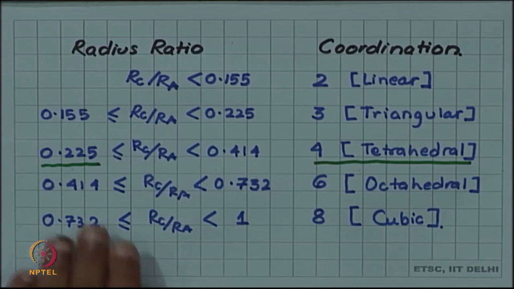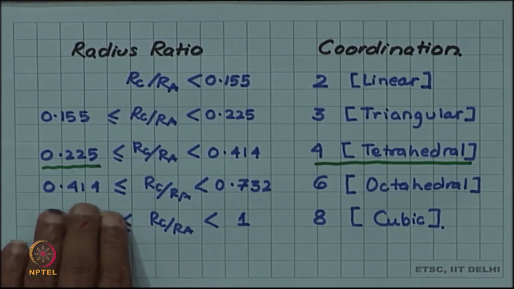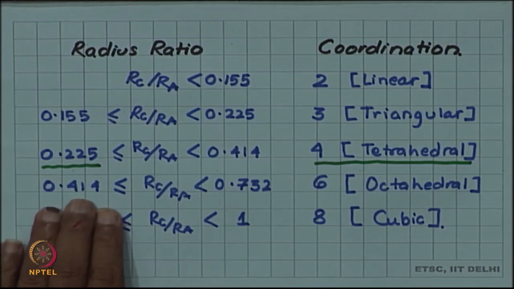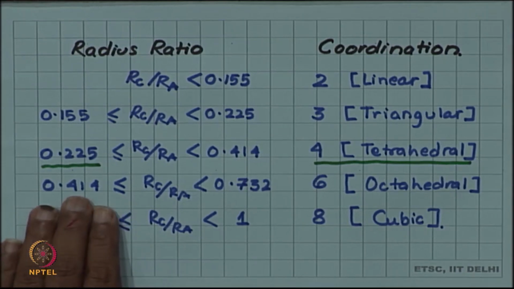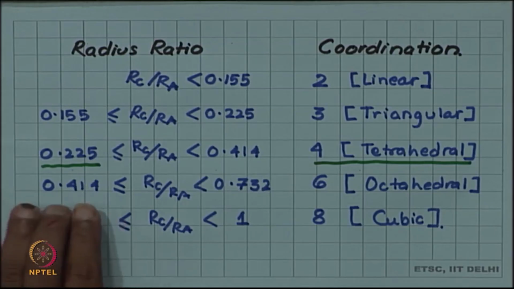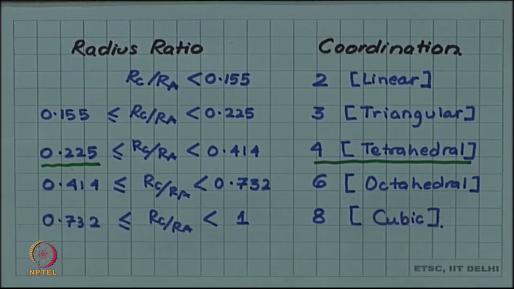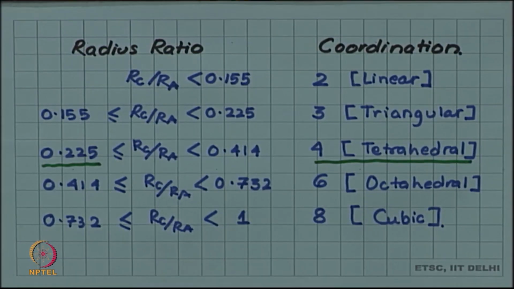Same argument goes for 0.414: it is the largest sphere which will fit in an octahedral void in close packed structure, but it is the minimum ratio at which the octahedral coordination becomes stable. So, with this we finish this session. We will have another session on ionic solids, where we will look at the application of these radius ratios to some real structures.